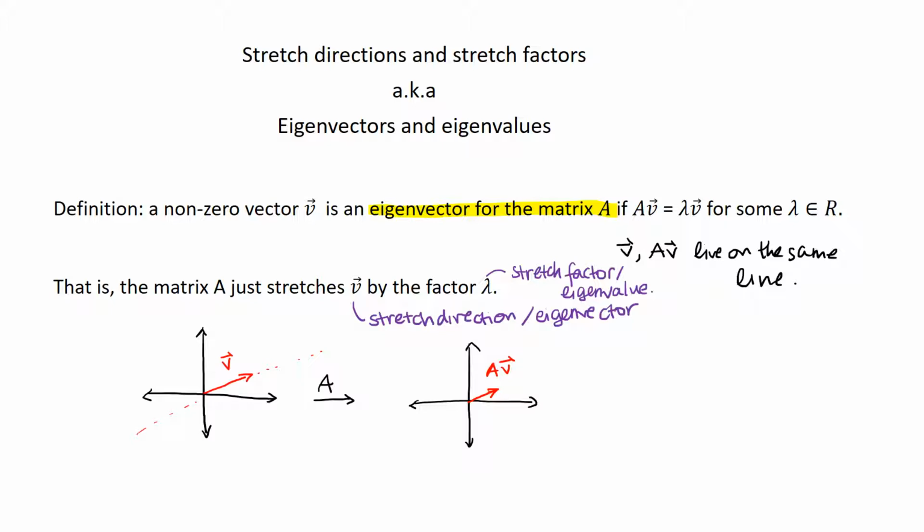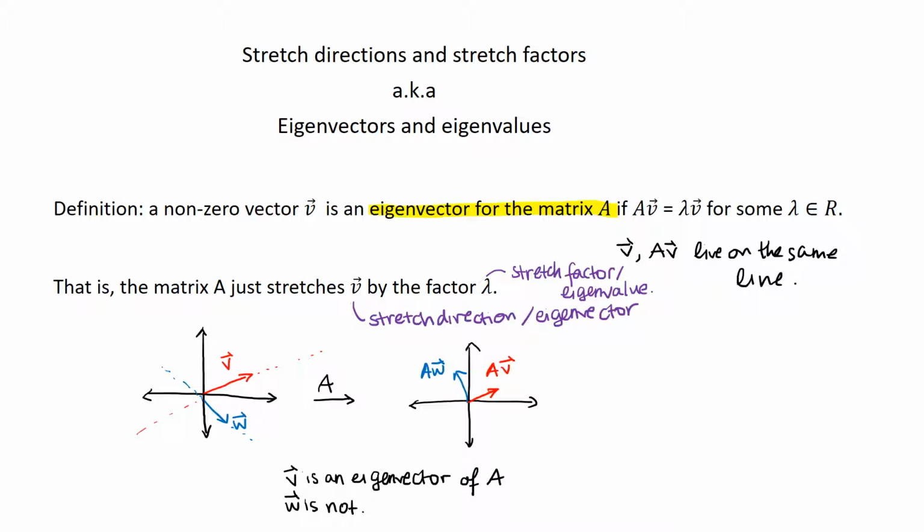This is in contrast to, say, this vector w, where we expect that after multiplying by the matrix A, we get some other vector, but there's no reason that it should lie on the same line as the vector w. And we can see here it definitely does not lie on the same line as w. So v is an eigenvector for this matrix A, and w is not.